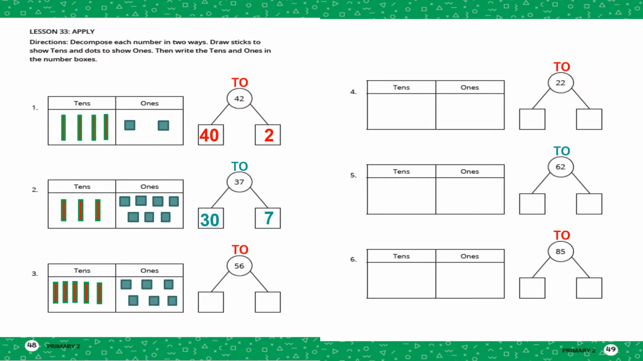Let's decompose 56. 5 in tens, it will be 50. 6 in ones, it will be 6 as it is.